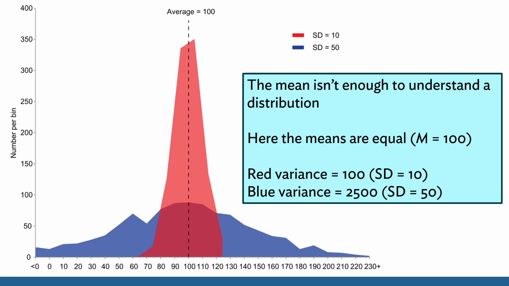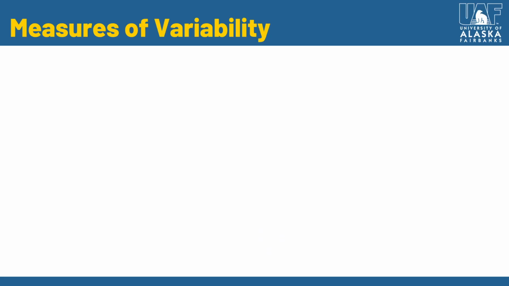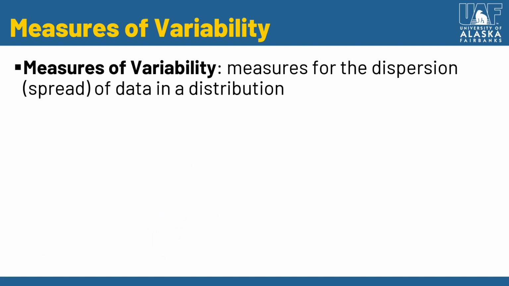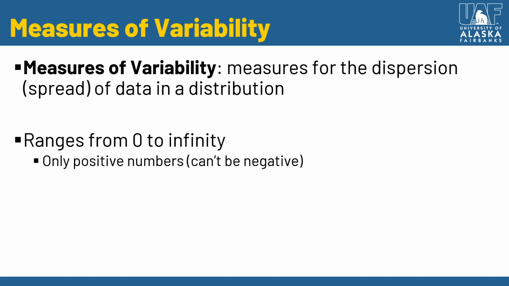The point is making the case that we need to consider other things about distributions besides central tendency, such as in this case their spread, quite literally the spread of the data across the distribution. The different ways we assess, conceptualize, and measure that are different measures of variability, right? Variability means that dispersion or spread of data in a distribution.